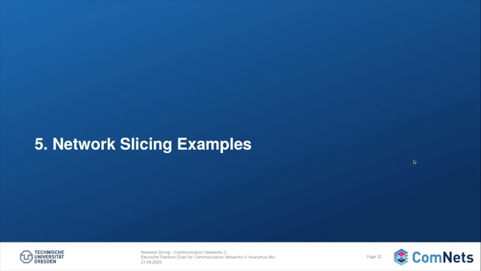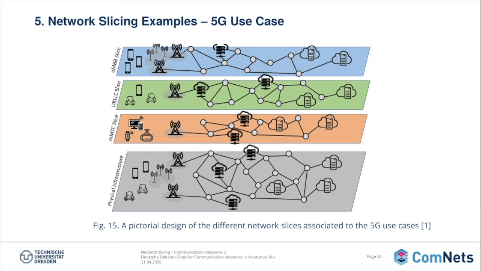In this section, we continue our introduction to network slicing, but in two practical examples. The first example is deploying network slicing within the 5G network. We have already understood the different requirements of 5G at the beginning of the lecture. They are enhanced mobile broadband communication, ultra-reliable and low-latency communication, and massive machine-type communication.